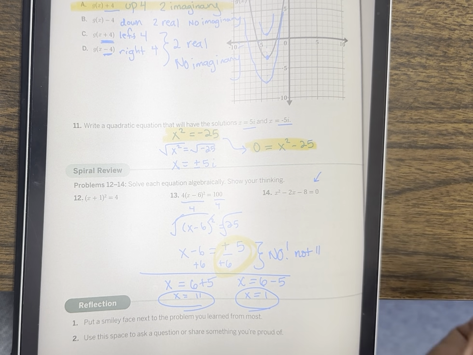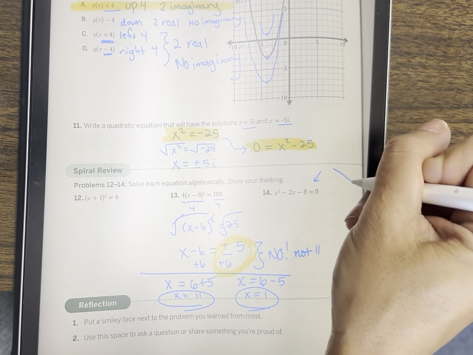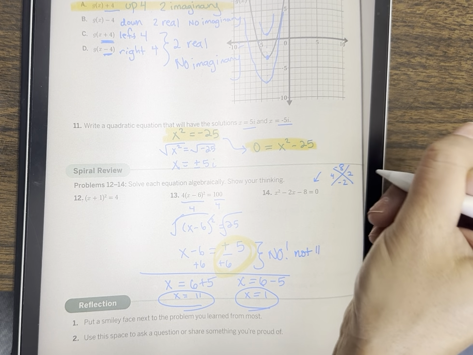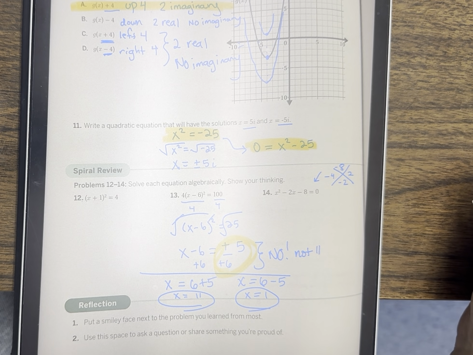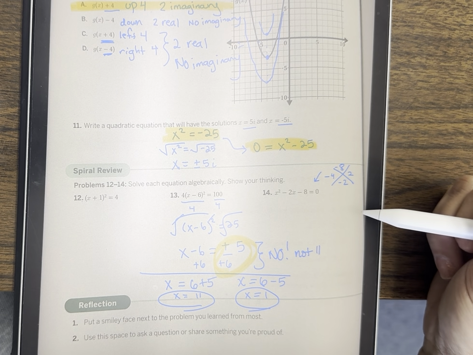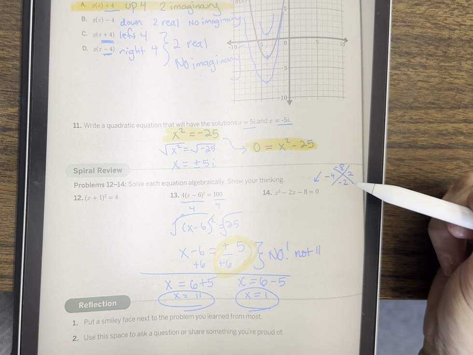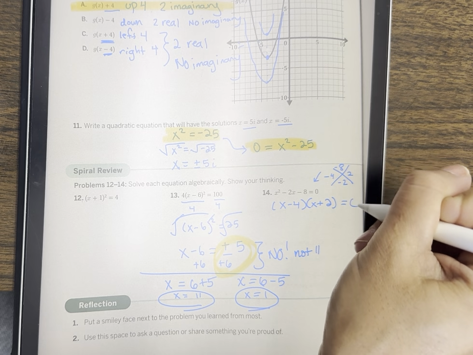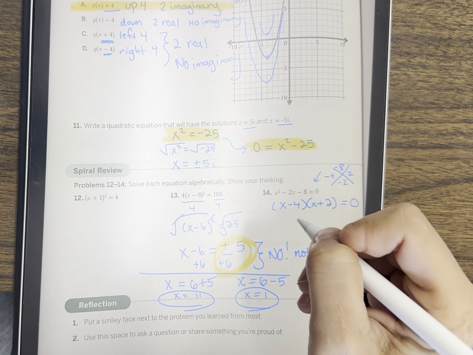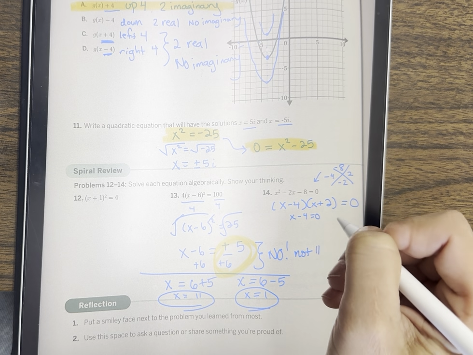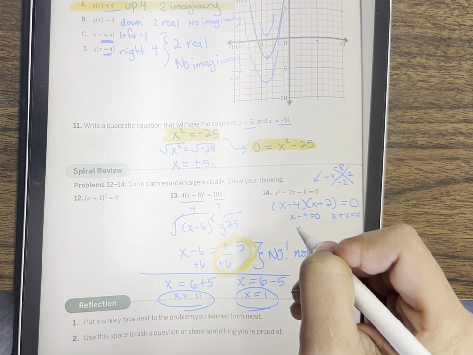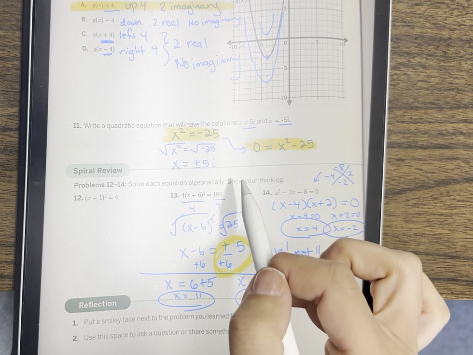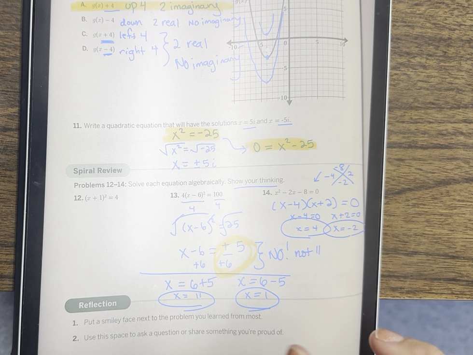This guy right here, I would try to factor it. What multiplies to -8 and adds to -2? I'm thinking 2 and 4 with a -4 and a +2. If you are struggling with the factoring, I have a separate factoring video, go look for it. But this checks out. This means that x minus 4, x plus 2 equals 0. And now I can solve this with x minus 4 equals 0 and x plus 2 equals 0. That means that x equals 4 and x equals -2. Okay, show your thinking. These steps are showing me your thinking.